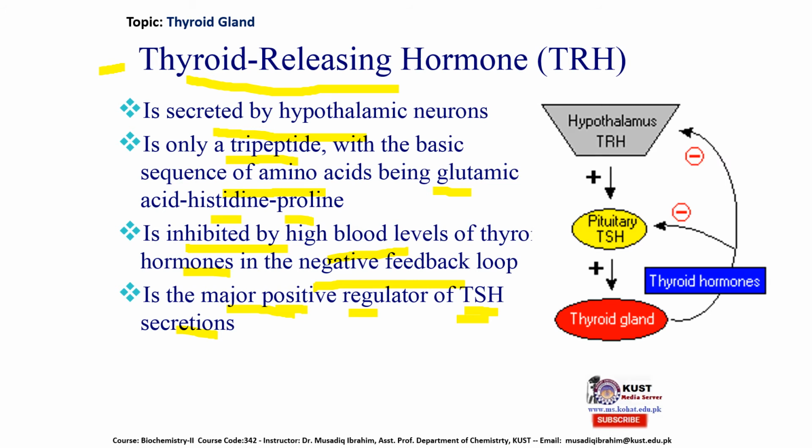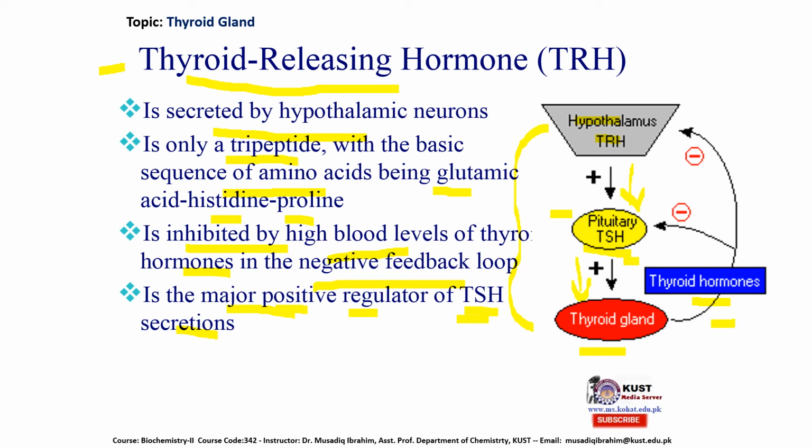Now if you look at the diagram, here you can see that the hypothalamus is responsible for the secretion of thyroid releasing hormone. Now the thyroid releasing hormone has a positive effect, positively stimulating the TSH, which is thyroid stimulating hormone, present in the pituitary gland, and as a result of positive stimulation there is further positive stimulation by the thyroid stimulating hormone on the thyroid gland to secrete thyroid hormones. So this all is happening when there is a low concentration of thyroid hormones present in the human body tissues.